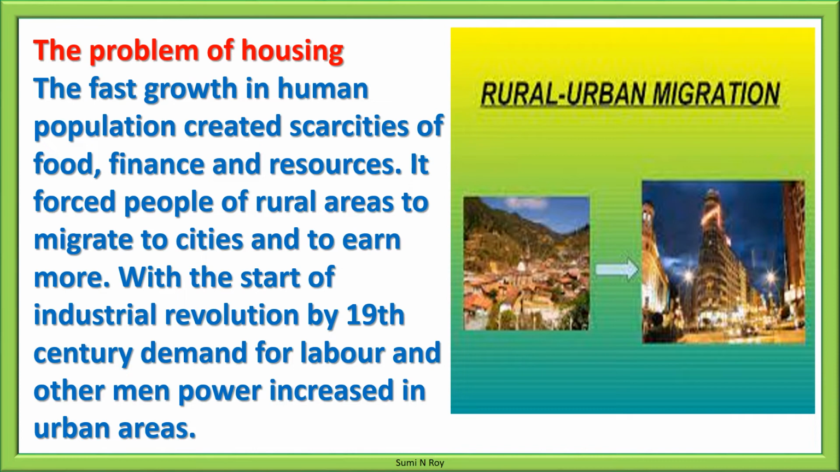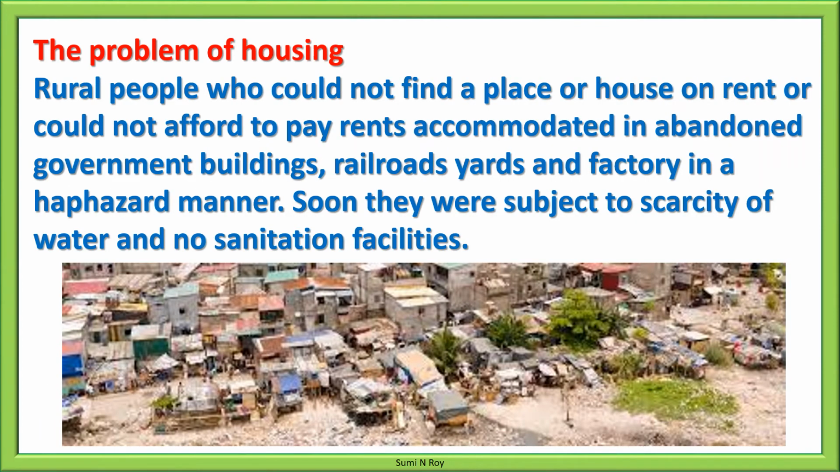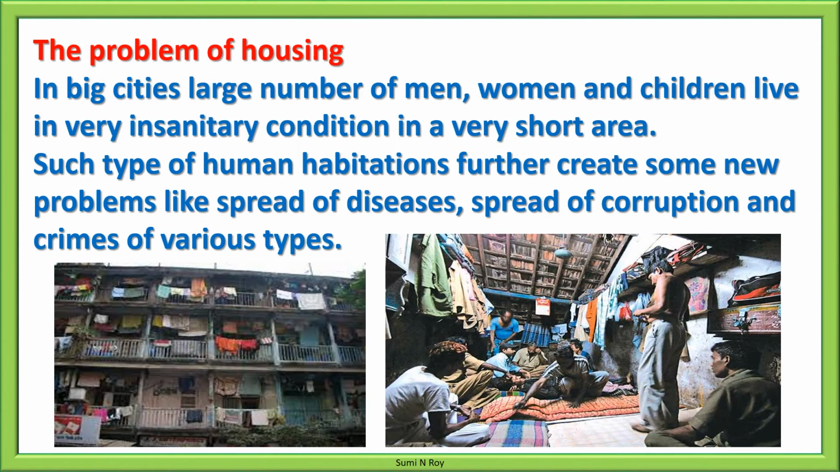Rural people who could not find a place or house on rent or afford to pay rent accommodated in abandoned government buildings, railroad yards, and factories in a haphazard manner. Soon they were subject to scarcity of water and no sanitation facilities. In big cities, large numbers of men, women and children live in very insanitary conditions in a very small area. Such type of human habitats further create some new problems like spread of disease, spread of corruption and crimes of various types.